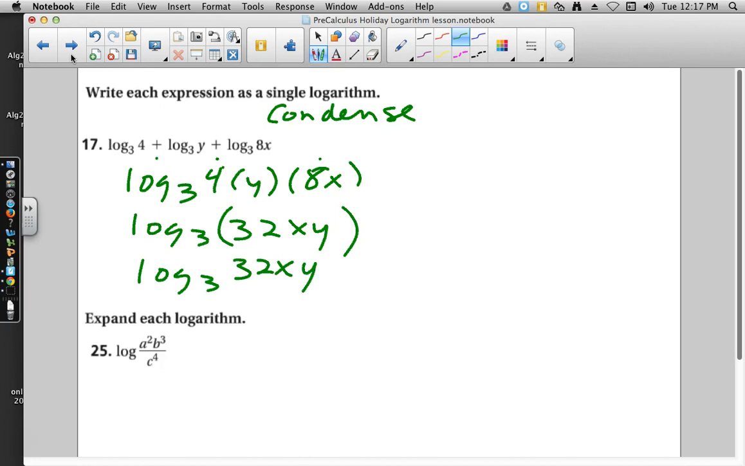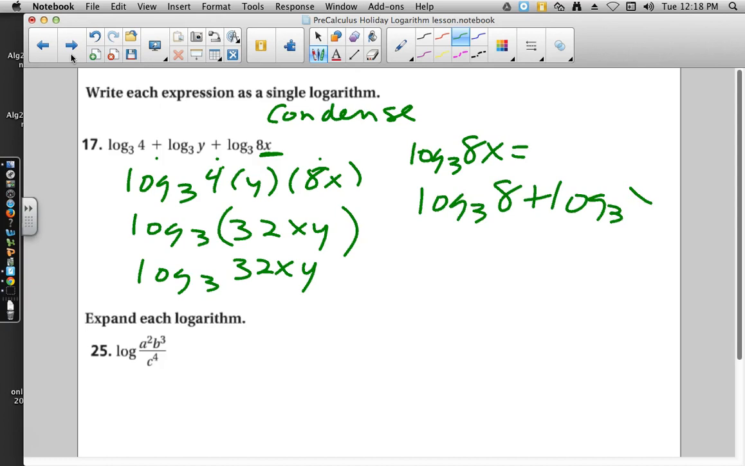Now if you're looking at this and you're thinking, okay, but what about this piece right here? Well, they just didn't take the time to separate it. They absolutely could have written the logarithm base 3 of 8x as logarithm base 3 of 8 plus the logarithm base 3 of x. And then we would have more addition to work with there. But they didn't. We just need to be able to figure out what's going on from the problem that they initially gave us. So this would be our answer.